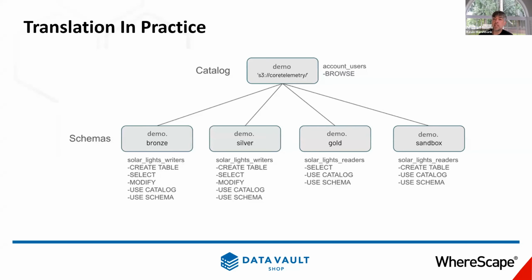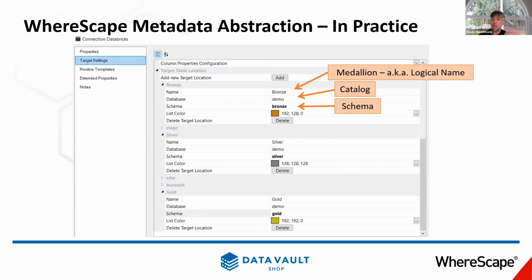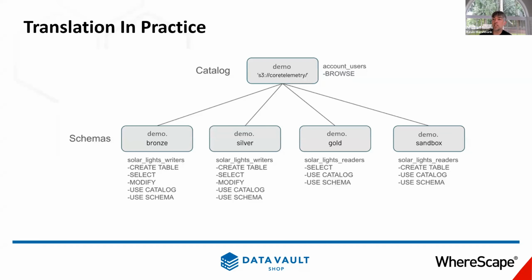So if we take that same pivoted view, if I go back here, you see I've got bronze medallion to the bronze schema, silver medallion to silver schema, etc. They happen to match in this case. So if we take that same top-down view we saw earlier, that means I've got a demo catalog, and then I have a bronze, silver, and gold schema, possibly a sandbox. I didn't set that up.